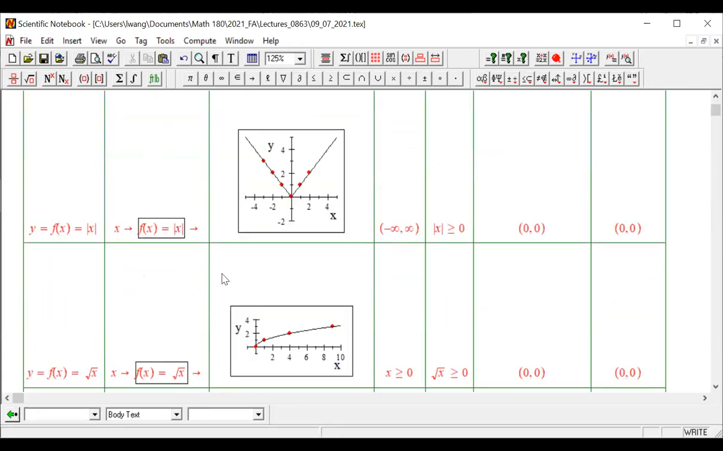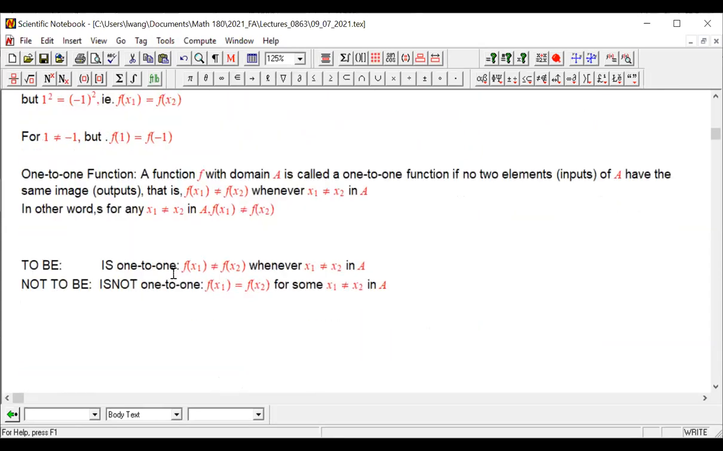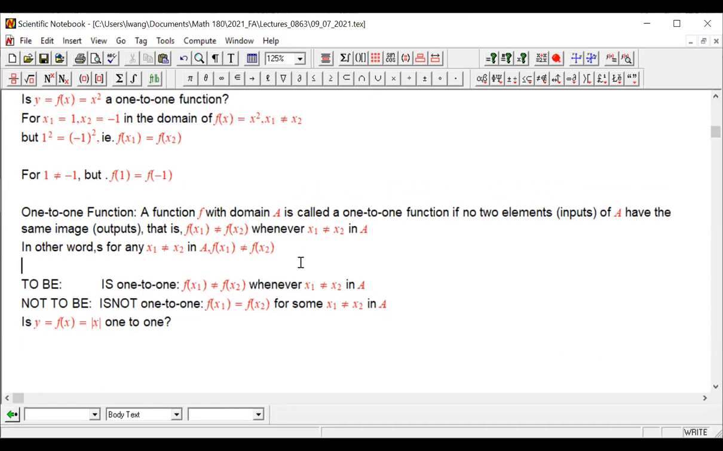So let's look at the next function. We did x squared. I'm not going to do all the examples, but I certainly will do this one, and this one I'm going to give you an opportunity to try. Is this function one-to-one? You have the example above. So here's the question: is the absolute value function one-to-one?